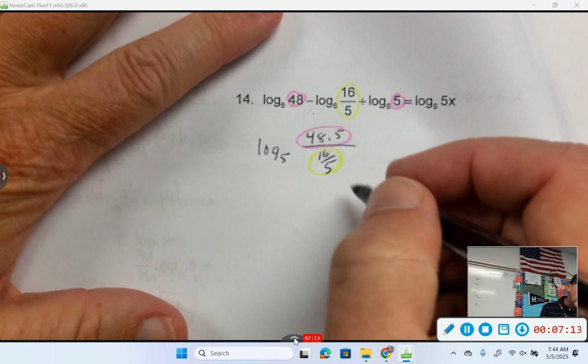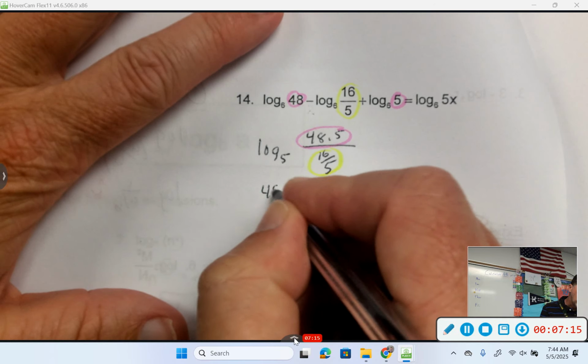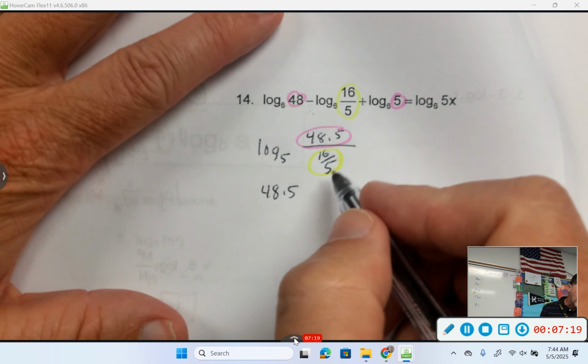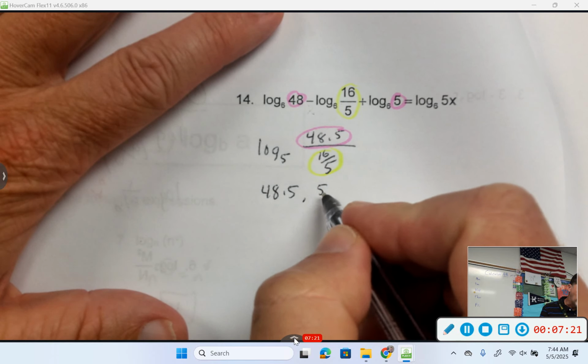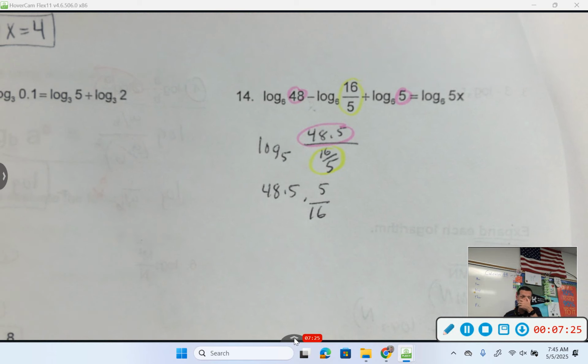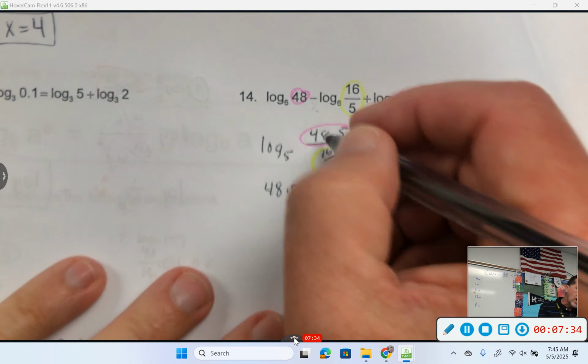And I'm going to clean that up. So I'm going to do keep it, change it, flip it. Well, that's what I was hoping would happen. But the 5s cannot cancel. It tries to bait you into canceling the 5s, but no, the 5s do not cancel. Is that 48.5 or 48? That's 48 times 5.